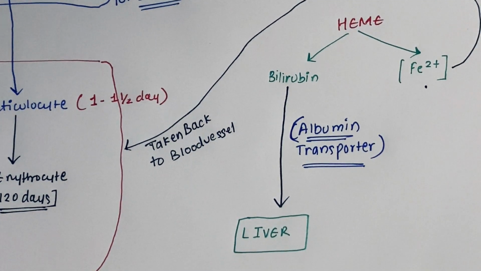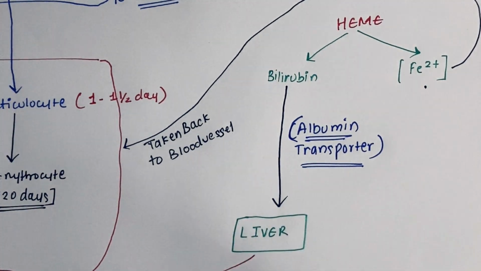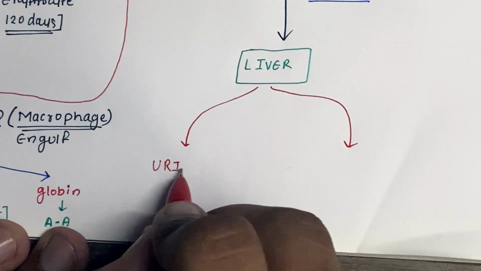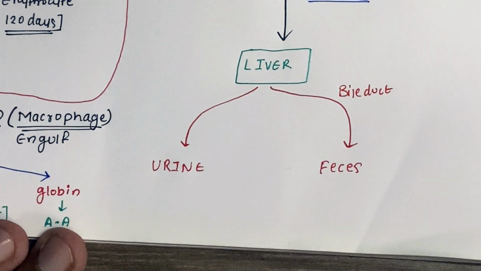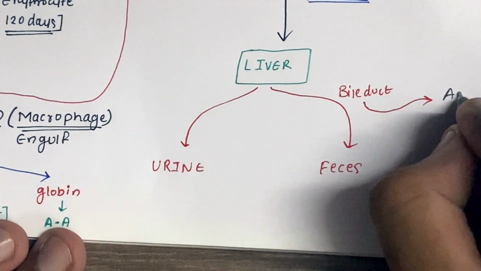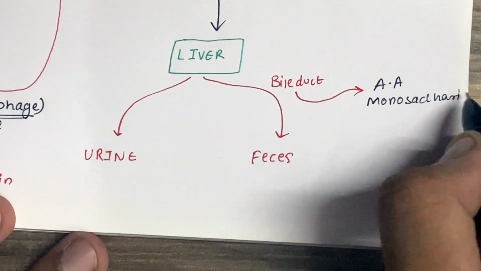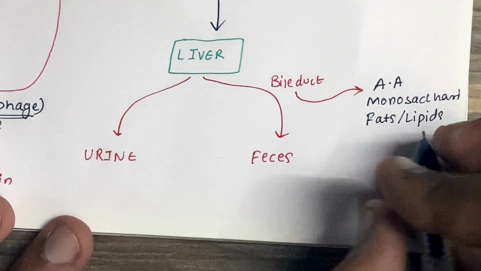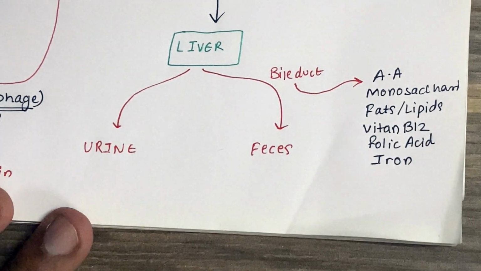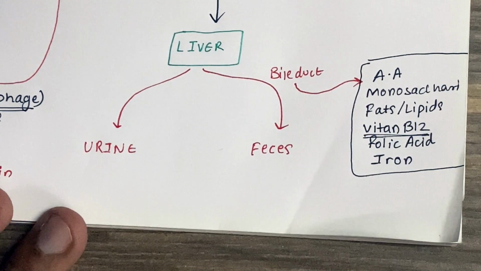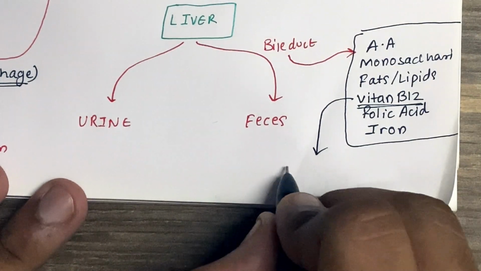and the liver tries to excrete it either through urine or through feces. But while the formation of feces happens, the bile duct absorbs lots of nutrients and associated elements from it, and vitamin B12, which is quite essential for synthesis of DNA. Tryptophan and tyrosine are absorbed by vitamin B12.